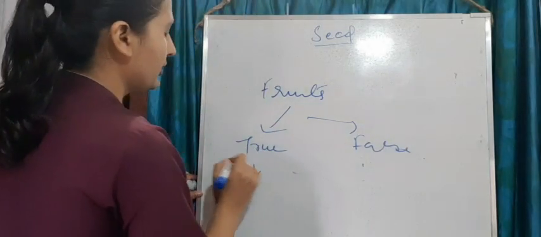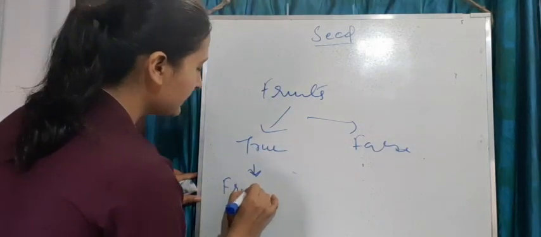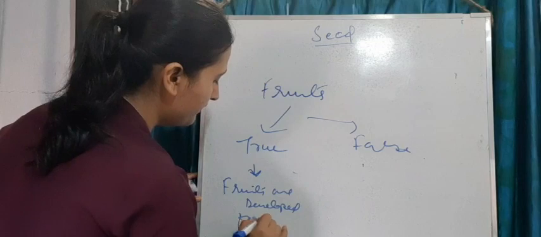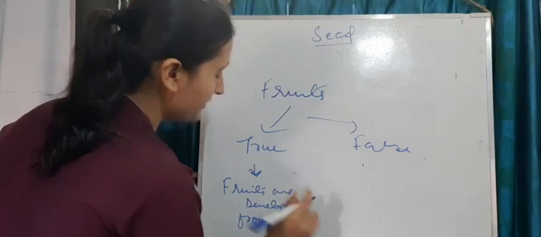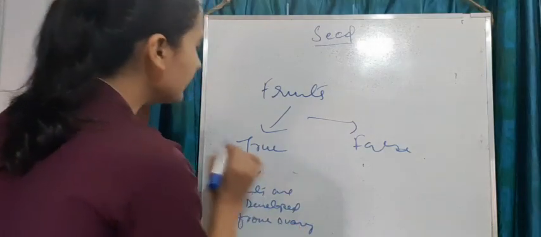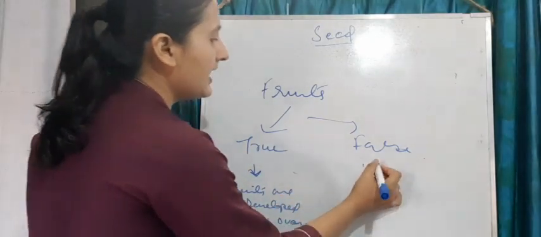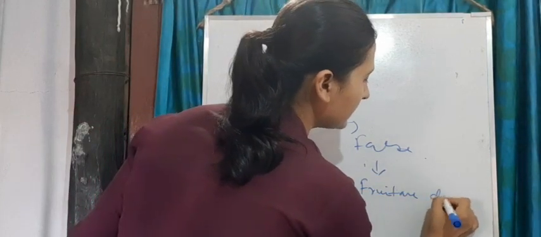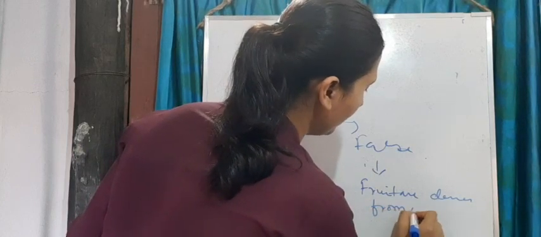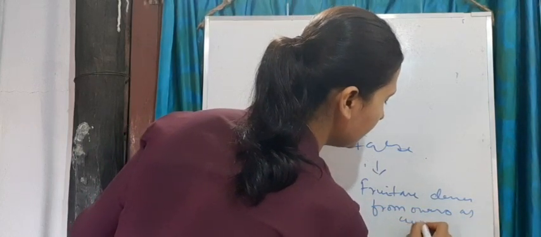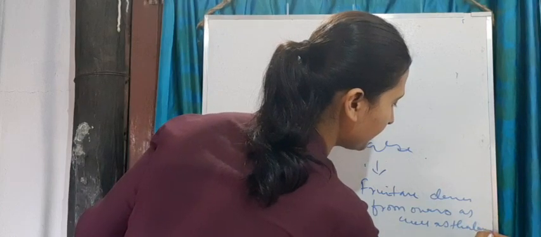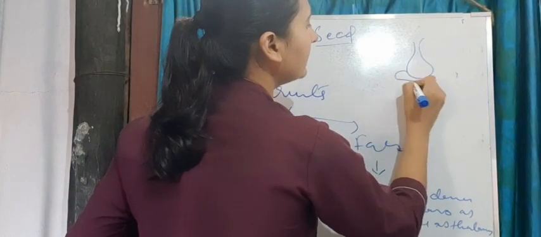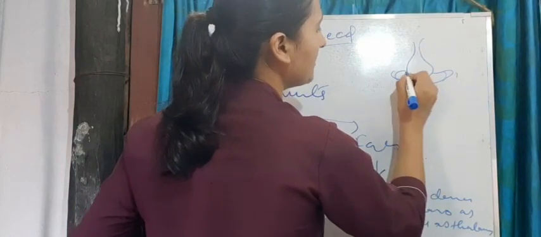Now what is true fruit? When the fruits are developed only from ovary, then it is said to be true fruit. And false fruit, when fruits are developed from ovary as well as thalamus, then it is said to be false fruit. Thalamus, you know, right? This is ovary, and this fleshy part is called thalamus.